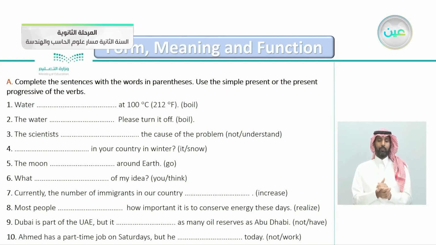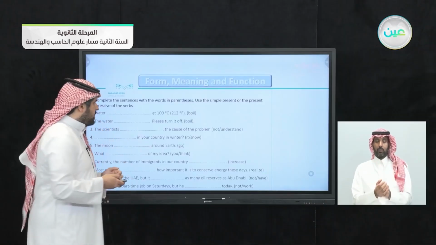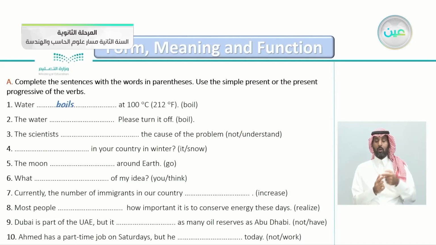For example, number one here, water at 100 degrees Celsius, and the verb here is boil. I think I did that in the beginning of this lesson. Yes, that's correct. The answer is boils. Water boils at 100 degrees Celsius, or you can say 212 degrees Fahrenheit. So this is a fact. That's why we use the simple present.